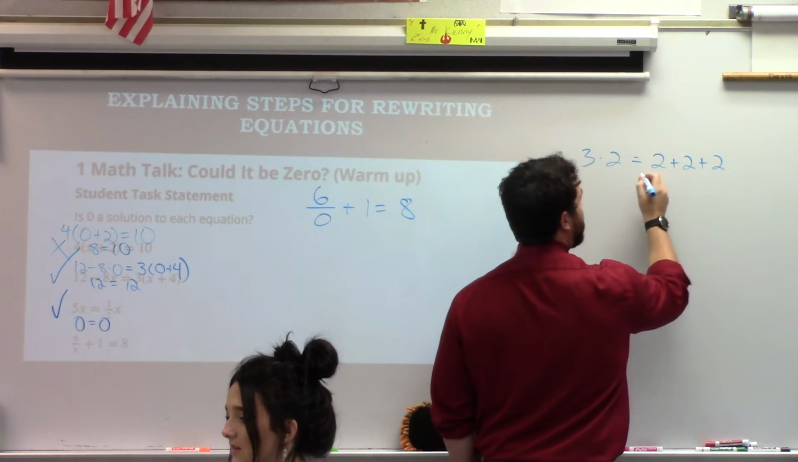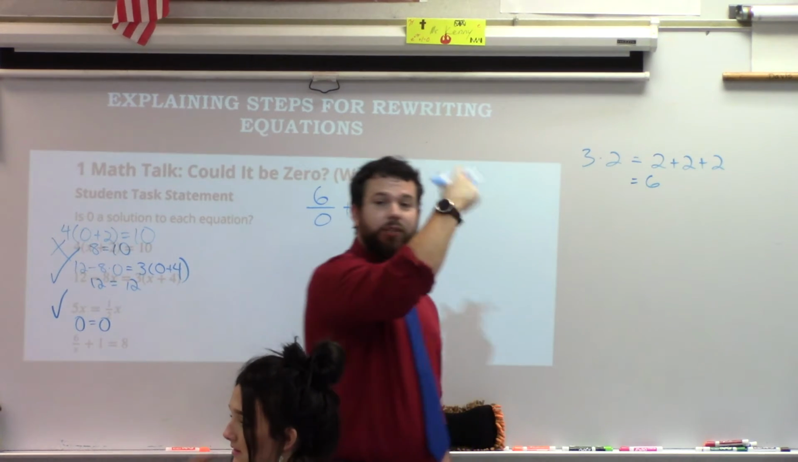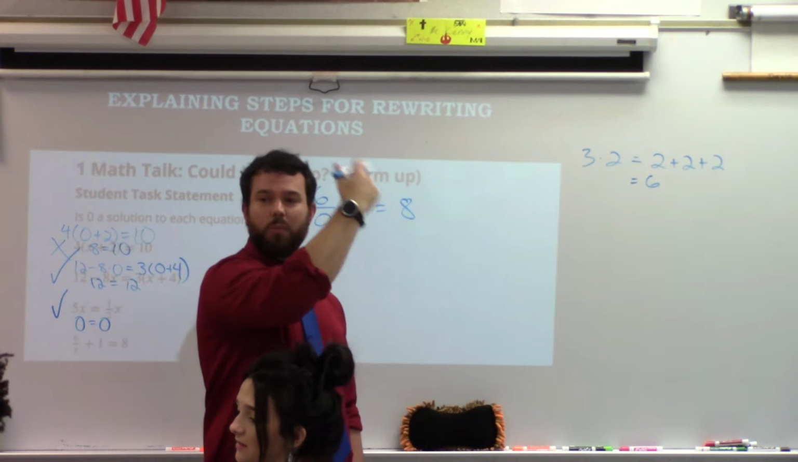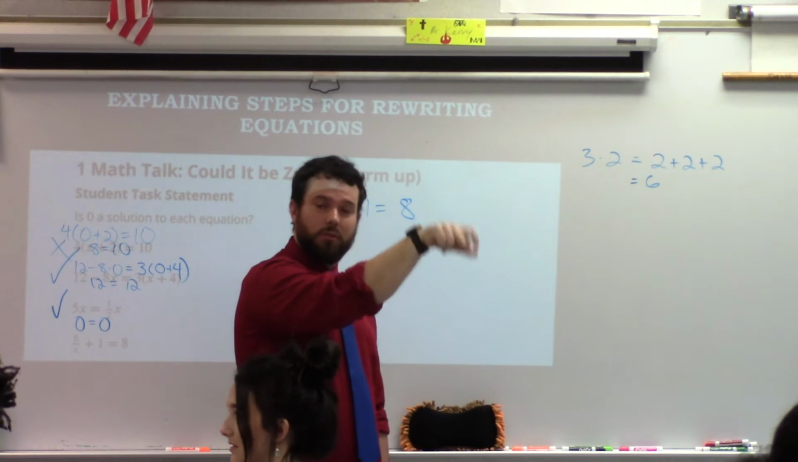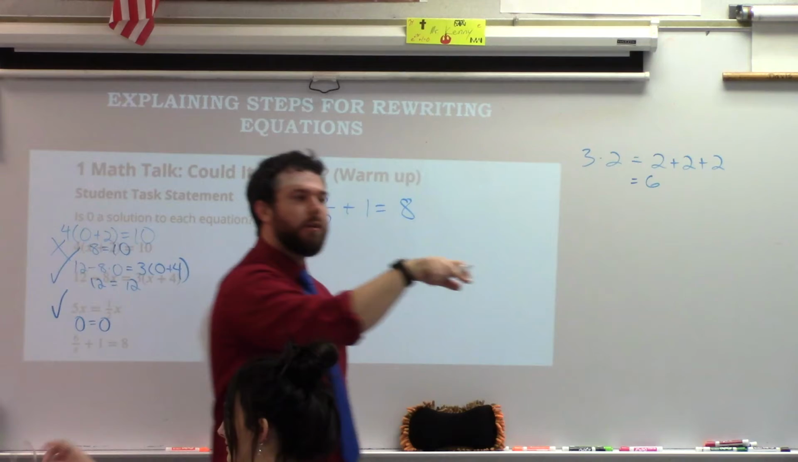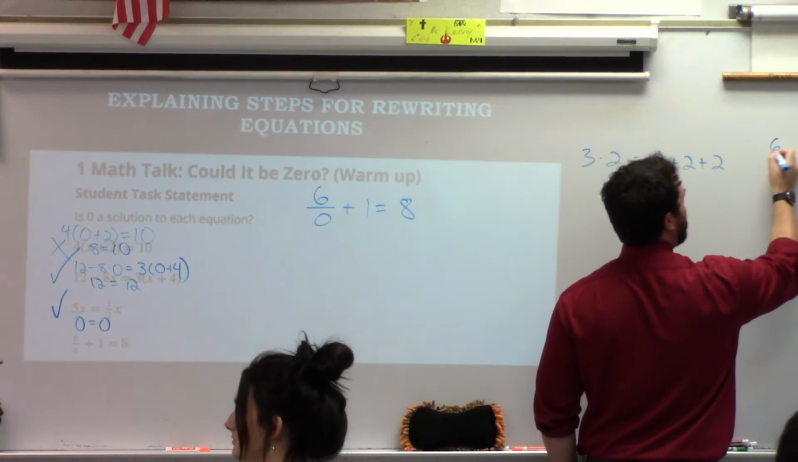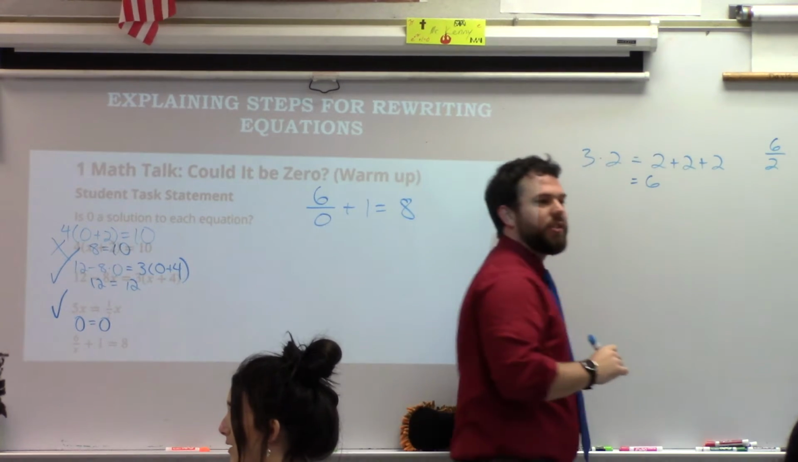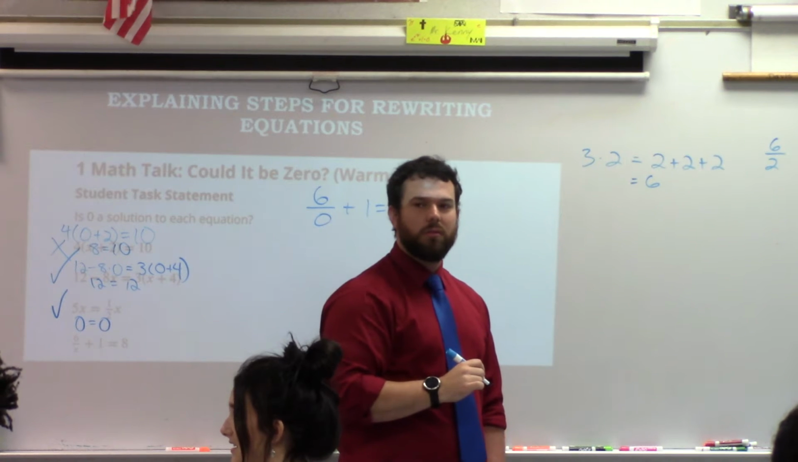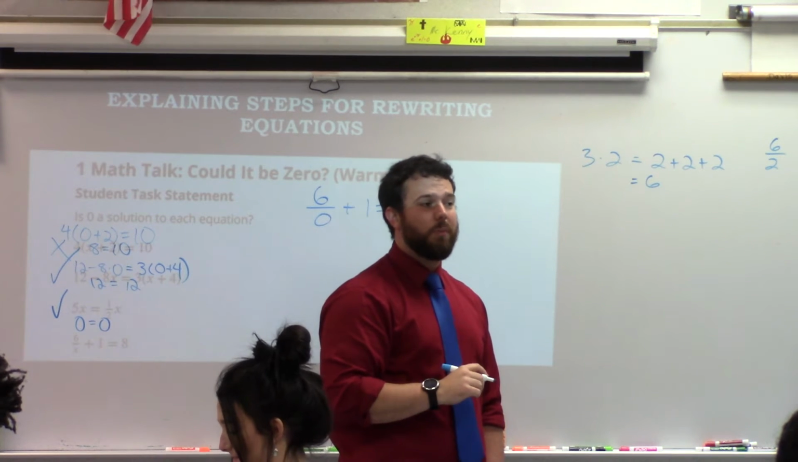So 2 plus 2 plus 2 is equal to 6. So at its core, we talked about this, what is multiplication? Repeated addition, right? So if multiplication is repeated addition, what do you think division is? Repeated subtraction.